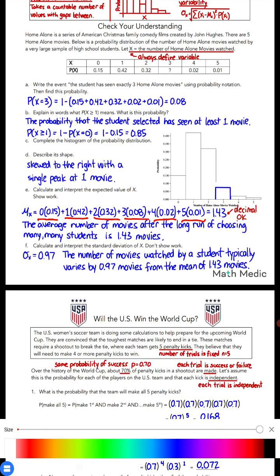So if you think about what that means on the graph, 1.43 is roughly right in here, and 0.97 is about 1. So most people are within about 1 movie of the average, right? So they may not have fallen exactly at the average, but they were close. And that should line up with where the bulk of people are centered on your graph.